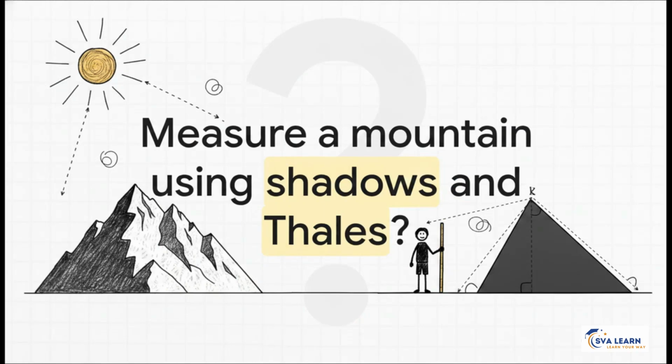So as we wrap up this explainer, I want to leave you with a real-world puzzle. Knowing that shadows create parallel rays of light, how could you use Thales' theorem and a simple stick to calculate the exact height of a massive mountain without ever actually climbing it? You now have the conceptual mastery of similarity to unlock the actual measurements of the physical world around you.